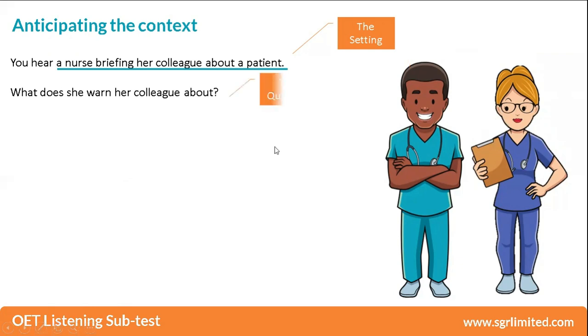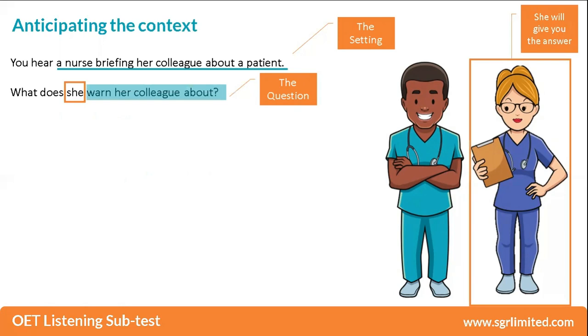Apart from the setting, one of the most important pieces of information with regard to your question is the actual question part, which is typically written in the middle. In this instance, there are some cues that you're supposed to look at in order to focus on the person that you are going to listen to, or the person that will give you the answer that you need. In this instance, this is she. So basically, the female voice will be the one to give you the answer, and she will be the one that you will listen to in terms of the warning that she is giving her colleague about.